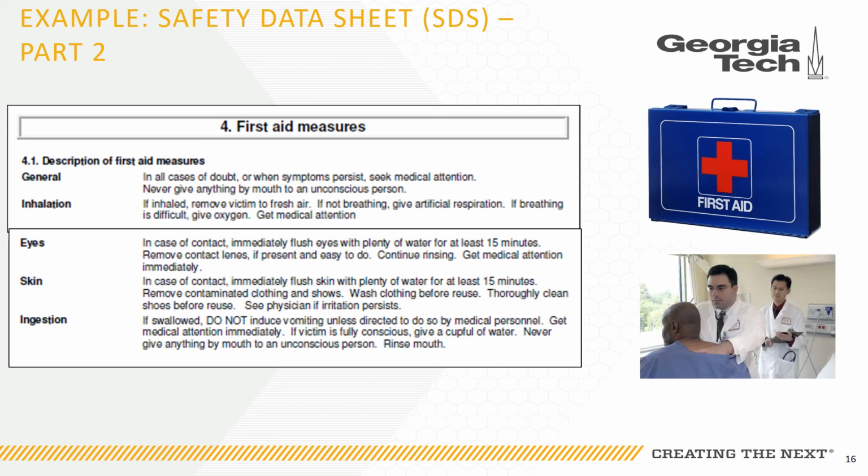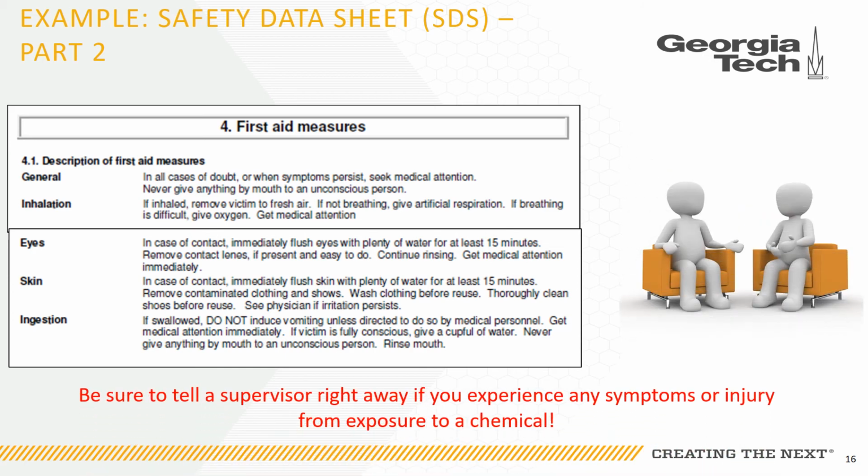It is very important to tell a supervisor right away if you have symptoms or exposures, even if you self-treat yourself, because some health effects are delayed and your employer needs to ensure they provide the correct follow-up care for you. Remember, you cannot be punished by an employer for reporting a workplace safety or health concern.